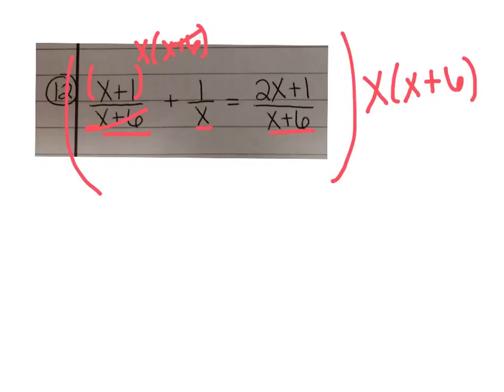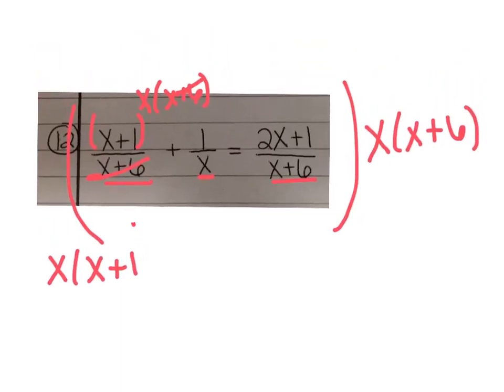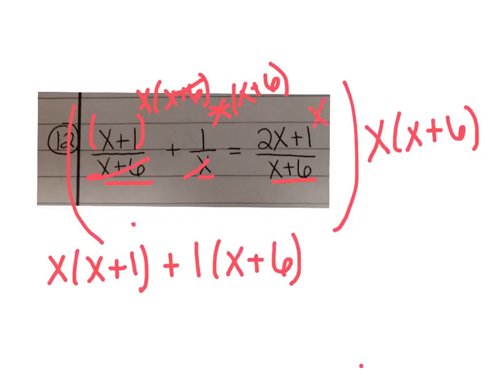And when we multiply this to every single fraction, you'll see that our denominators will cancel out. So this first fraction, we're going to be multiplying x times x plus 1. This second fraction we have here, when we multiply x times x plus 6, we'll notice that the x's cancel out. So we will be multiplying 1 times x plus 6. And for the last one, when we do x times x plus 6, we'll see the x plus 6 on the denominator will cancel out, and we are going to be multiplying x times 2x plus 1.